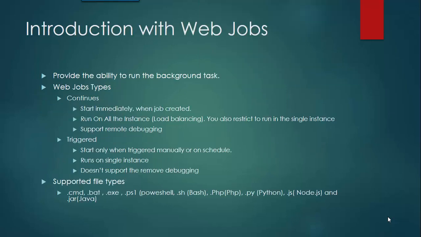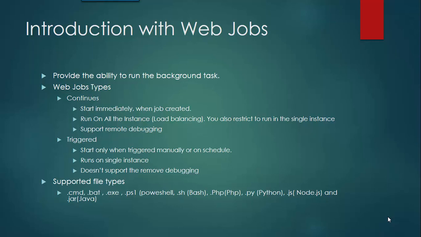Introduction to web jobs. As we know, web jobs provide the ability to run background tasks. Basically we have two kinds of web jobs: continuous and triggered. When a continuous job is created, it starts immediately and runs on all the instances, from the load balancing perspective, because when we are creating web apps or app services, we have an option to scale up based on our requirement. Also we can restrict it to a single instance.